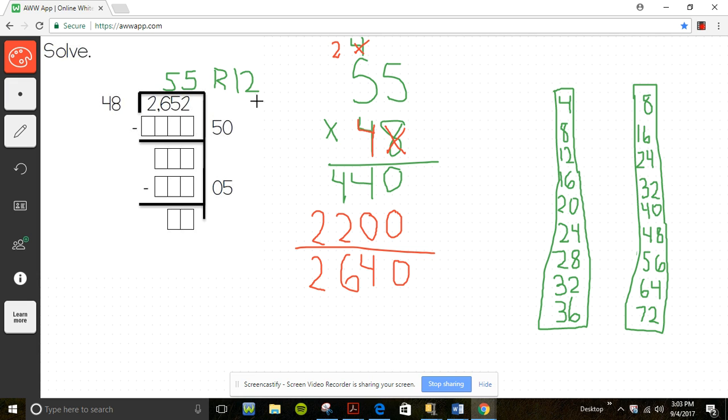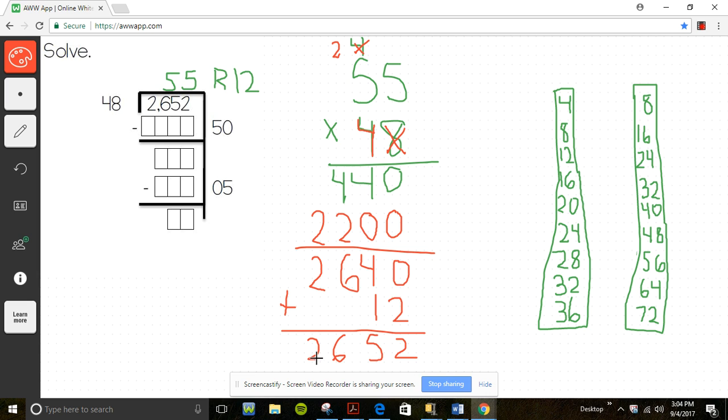Remember I said that there was something we were going to do with our remainder. This is where that comes in. For you to be able to make sure that it completely checks, we need to add our remainder. So we're going to add our 12 to this number and see if we come out to the same number as the dividend. 0 plus 2 is 2. 1 plus 4, 4 plus 1 is 5. And then we fill in the rest here.